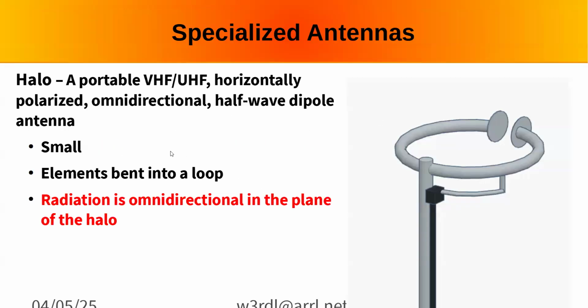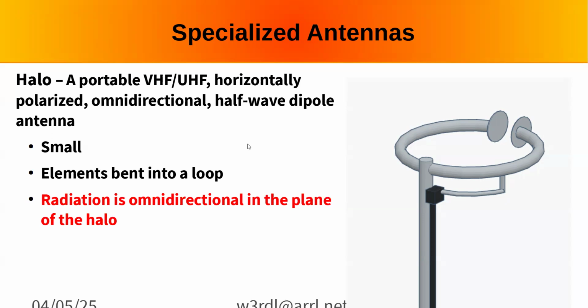A halo, because it looks like a halo, but it's a half-wave dipole, and they bend in a circle. And it has a... I don't know, is that a gamma match? Not exactly, because it doesn't have an adjustment. Unless that piece slides. Sort of a gamma.